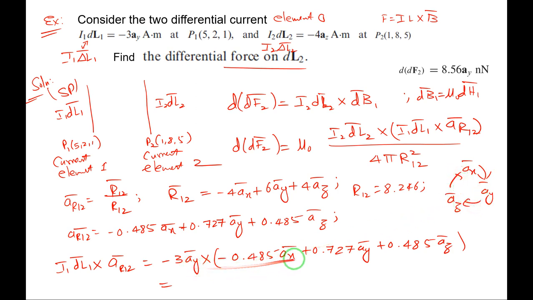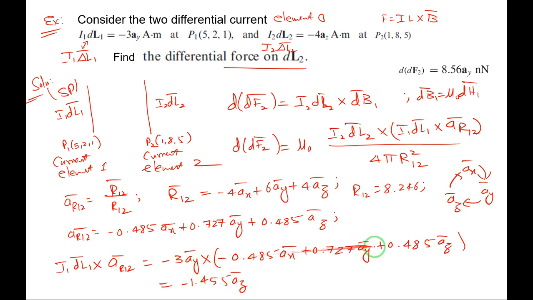Observe AY cross AX. AY cross AX means minus AZ I will get. So minus into minus plus, plus into minus minus, because AY cross AX is minus AZ. That minus also will come into picture. So once again minus 3 into 0.485, which gives 1.455. So AY cross AX is minus AZ. Minus already taken, AZ I have to write.